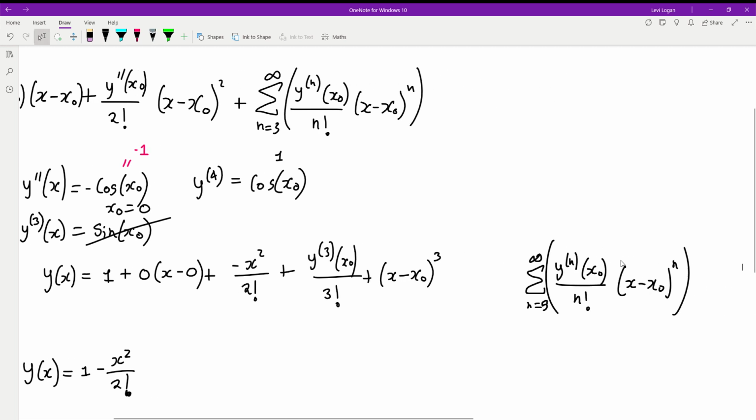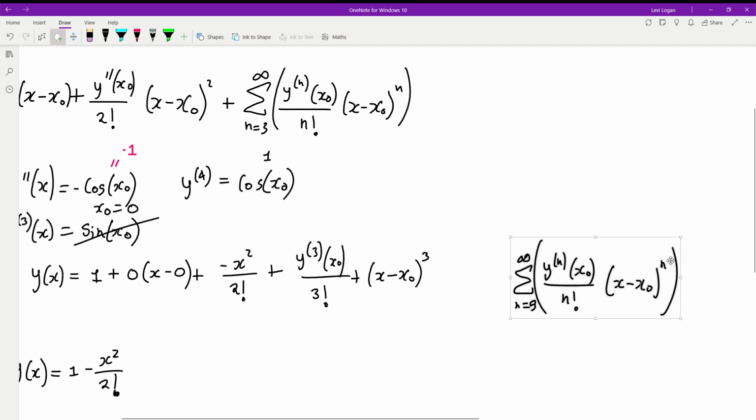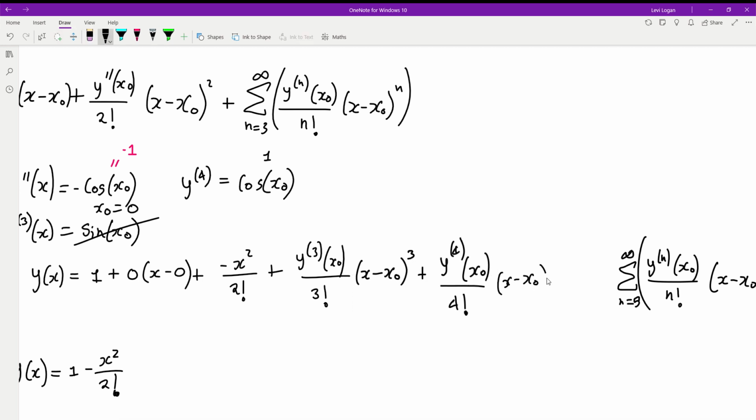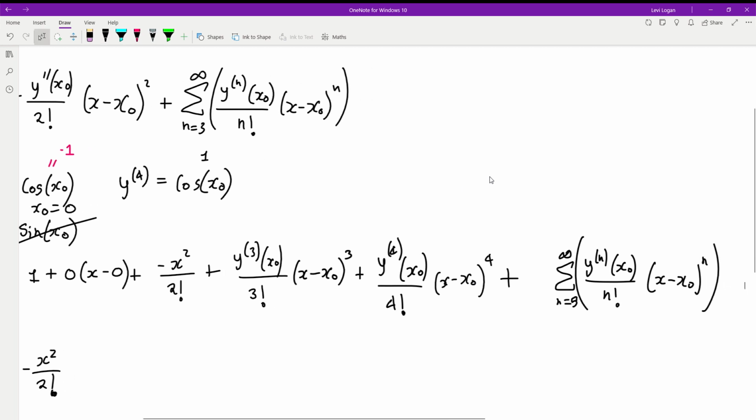I'm going to move to the side real quick so we have enough room, plus the fourth derivative of x sub 0 all over 4 factorial. Oh, that's multiply, sorry, that's not a plus. Put that together, multiplied by x minus x sub 0 to the 4. And then we've got all these terms here. So now we've got the fifth order, and it goes on forever.